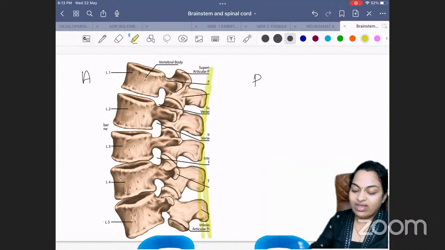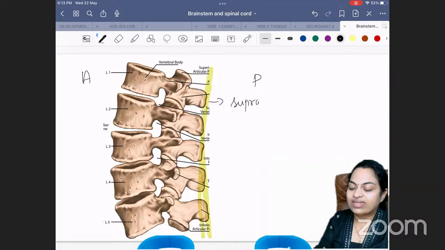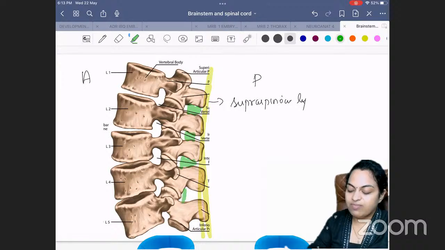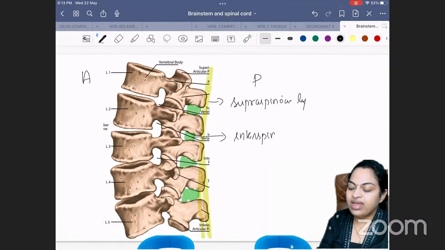Can you tell me what ligament this is? That's the supraspinous ligament. Okay, now I'll take another color. Now in between the spinous processes, you get to see another ligament. What is this ligament? It's the interspinous ligament.